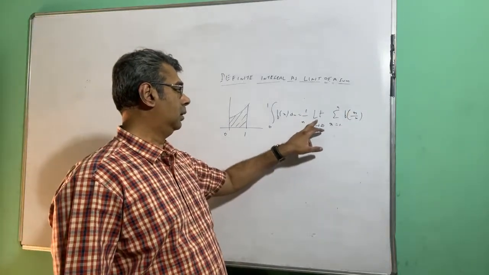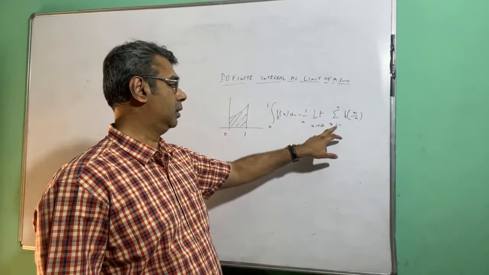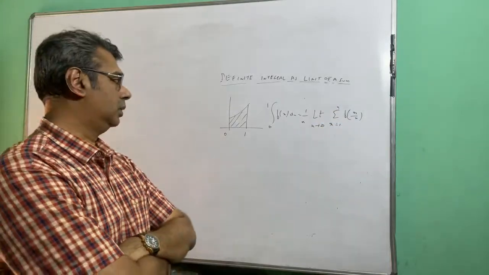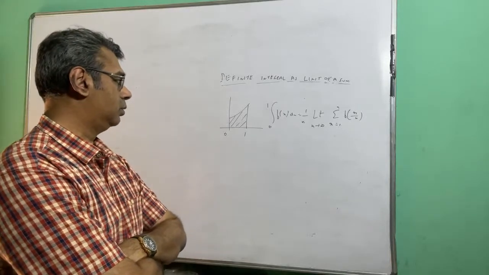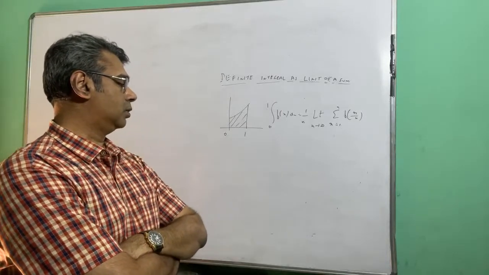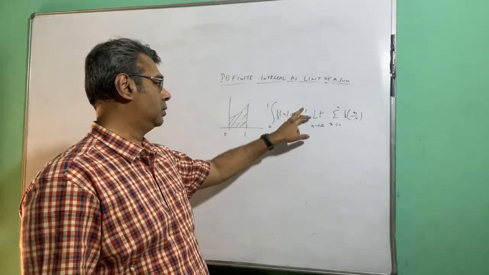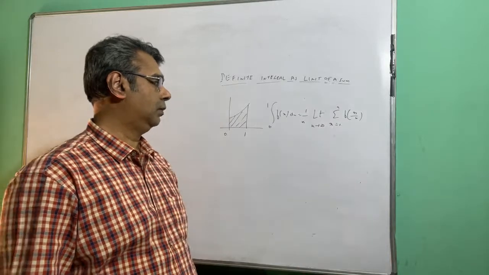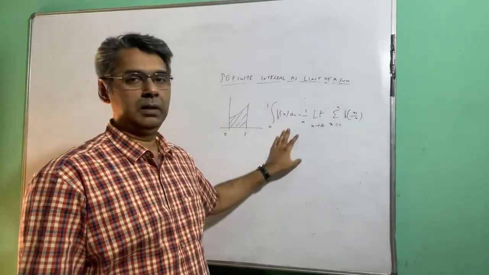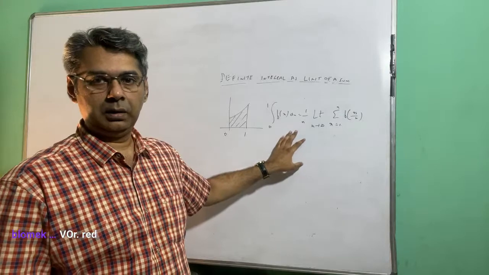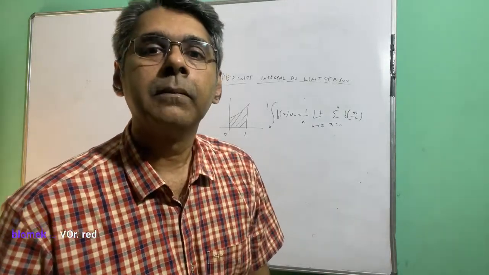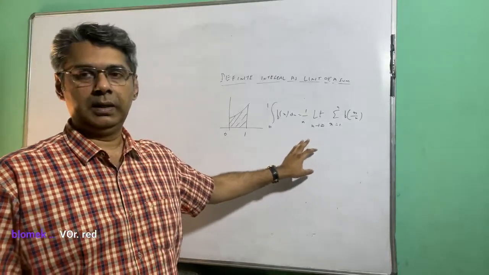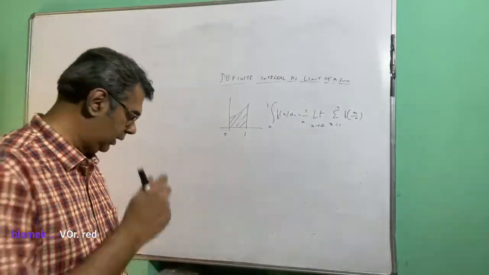limit n tends to infinity summation r equal to 1 to n f of r by n. So this is the integration 0 to 1 f(x) dx. You can also find it as the limit of a sum. So you can get the area by doing definite integral, and you can also get the area by doing limit of a sum. So there are two ways of doing it.